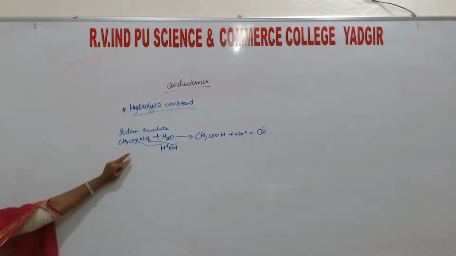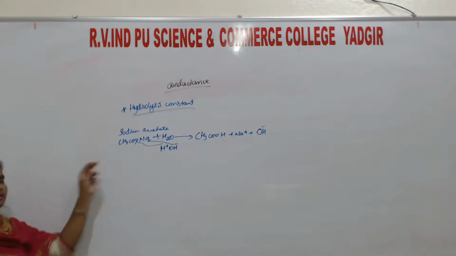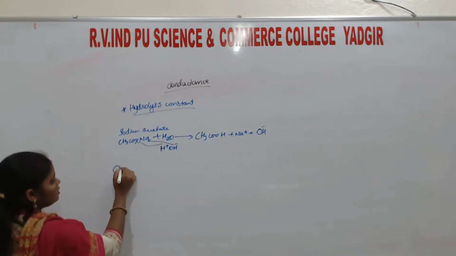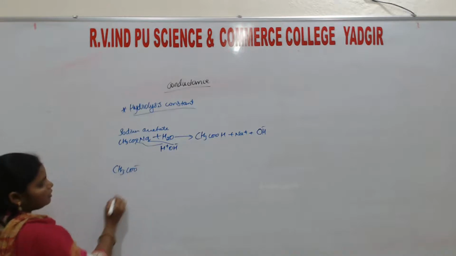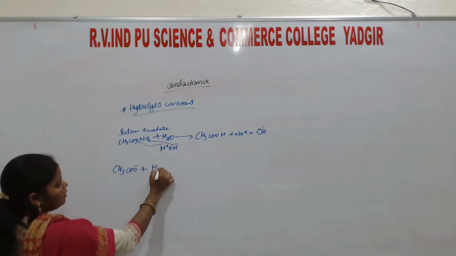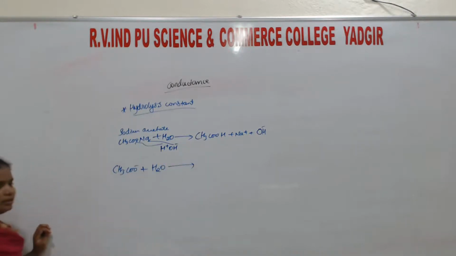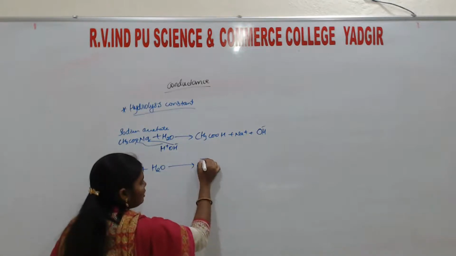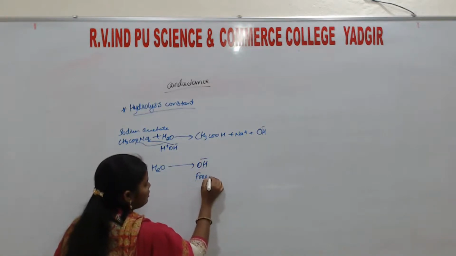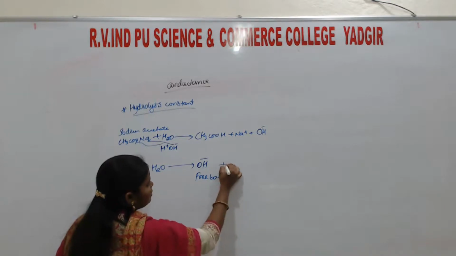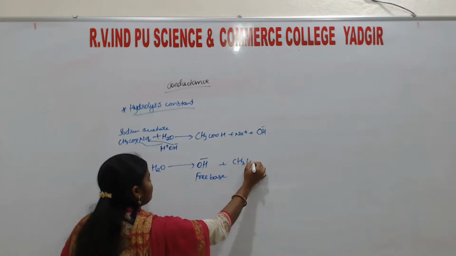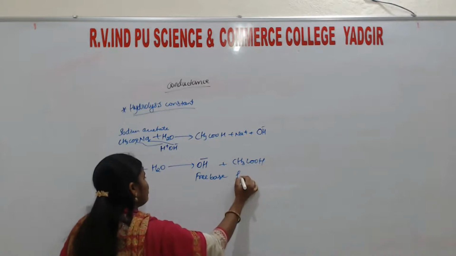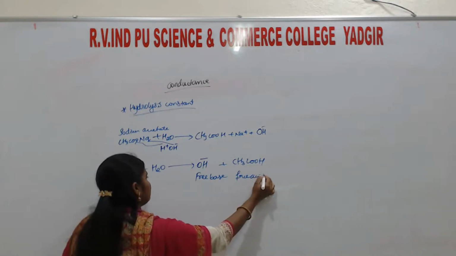Here this CH3COO minus is hydrolyzed: CH3COO minus plus H2O, and we get the OH minus ion, which is a free base, plus CH3COOH, which is a free acid.